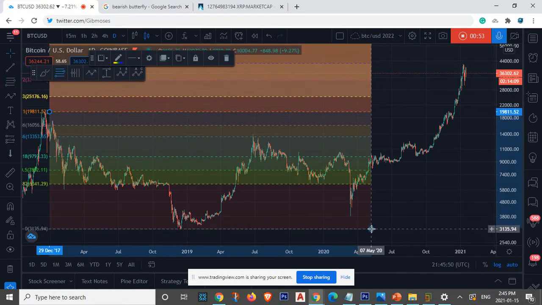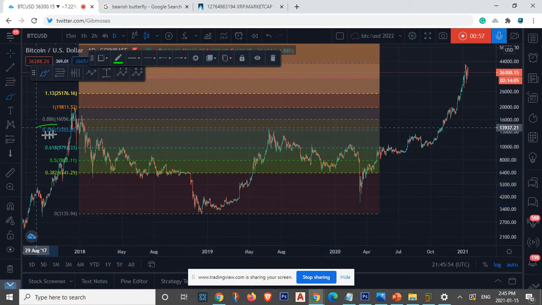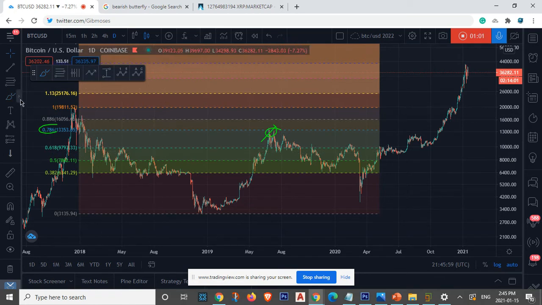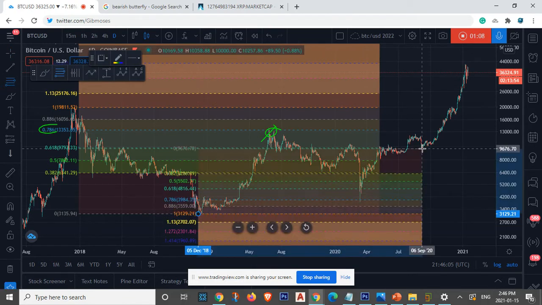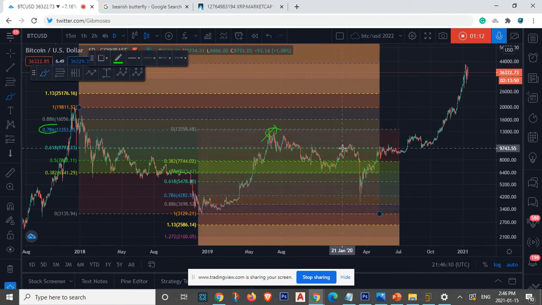I'm going to pull out our Fibonacci level tool. We hit the 786 Fibonacci retracement. Amazing. That meets our requirement for a bearish butterfly. If you guys don't know what that is, search it up on Google. Bearish butterfly, you'll find out what it is. It's a bearish harmonic, okay? It has to be a 786, so it meets the requirement.